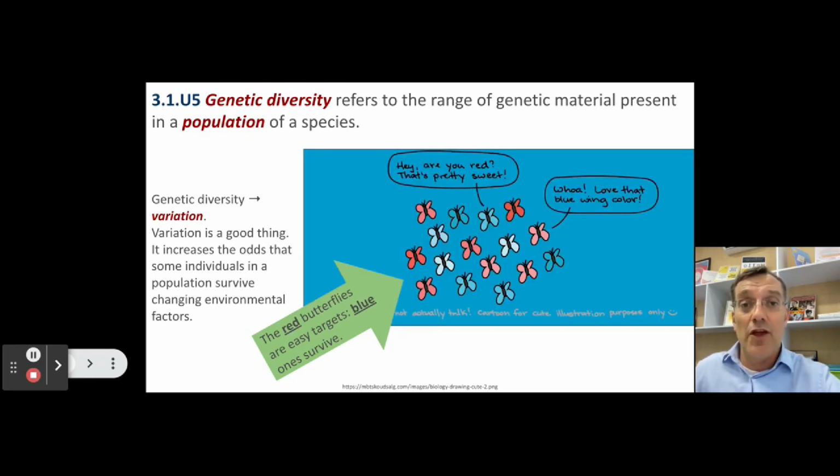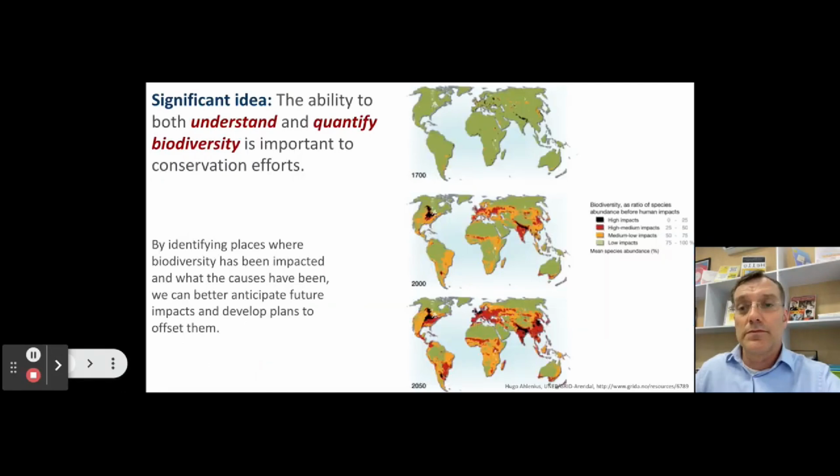Should the environment change, the reverse can be true. In this case, the blue butterflies are the ones who are well camouflaged and hidden, and the red butterflies are the ones that are most likely to be eaten. That means the blue butterflies are more likely to be able to pass on their genes and survive.